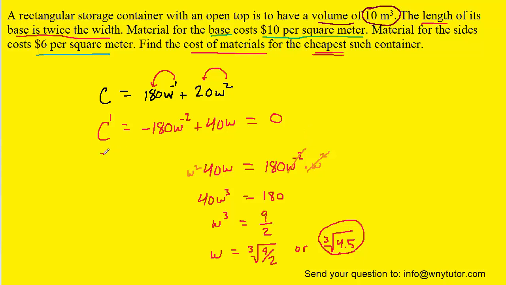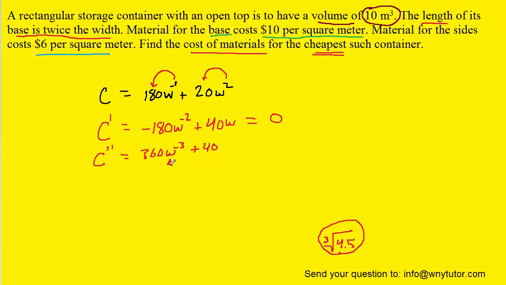So all that means is we have to calculate the second derivative. So c double prime would become positive 360 w to the negative 3 plus 40. And the idea is the following. No matter what value for w we plug in, the second derivative will always be positive. It will always be greater than 0. A positive second derivative shows that the cost function is concave up for all values of w. That means that our critical number was located at a minimum. So this indeed confirms that this value of w minimizes the cost.